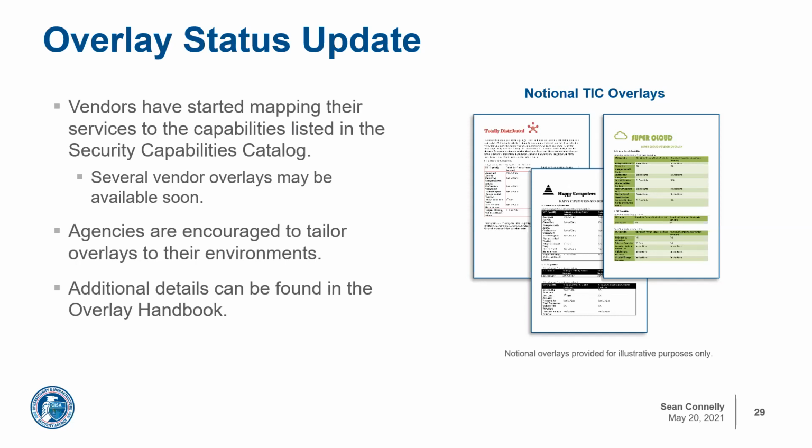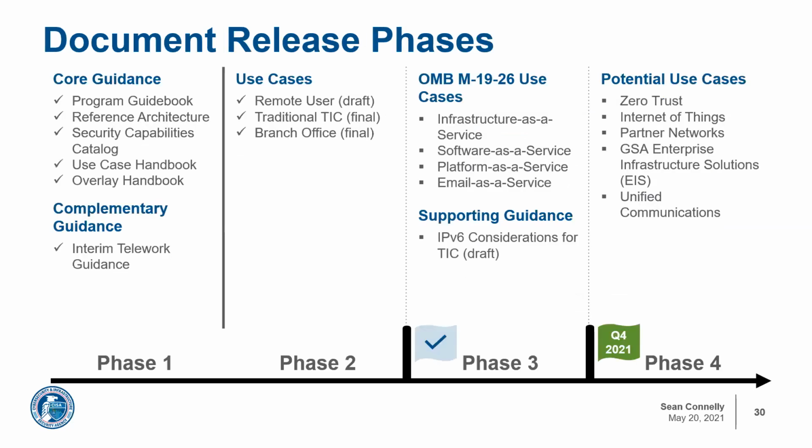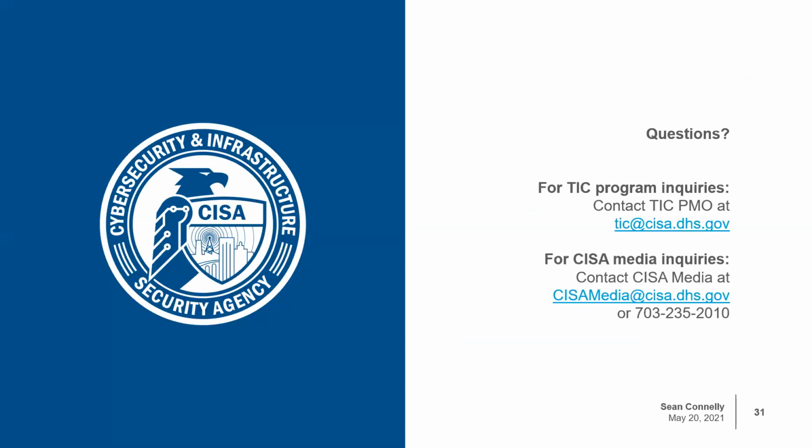Next slide, please. We'll just wrap up with the document release phases. At the conclusion of phase 2, we've released a remote user draft, traditional TIC, and branch office final drafts. We're currently working with a number of stakeholders to build out the other use cases in phase 3. Ideally, toward a phase 4, we'll have a number of use cases that we'll be pitching to the Federal CISO Council. I think that's going to wrap up our presentation, and I want to pass it over to JD, Joseph Drummond. One more slide for the end, and this is the contact information for us. But JD, over to you.